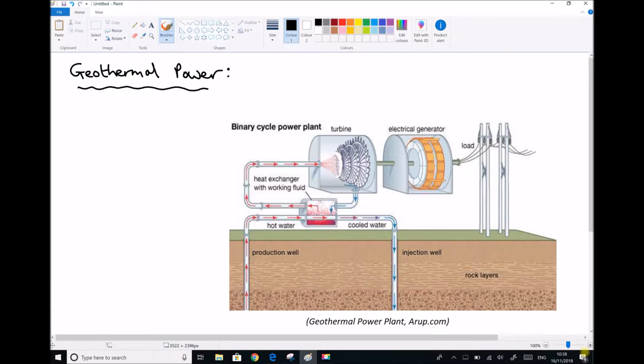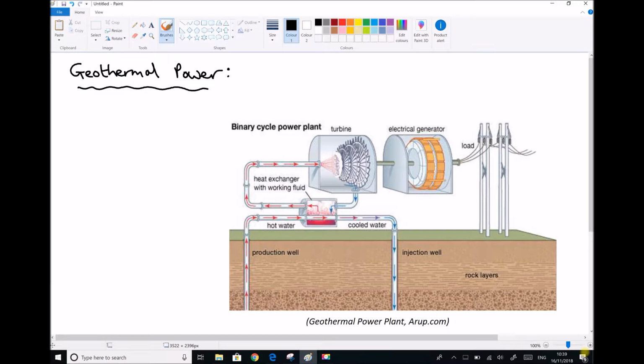Another type of power plant that bears some resemblance to a traditional power plant is a geothermal power plant. And we'll look at some of the similarities and differences in this video. Now, first of all, what is geothermal energy, or what is geothermal power?